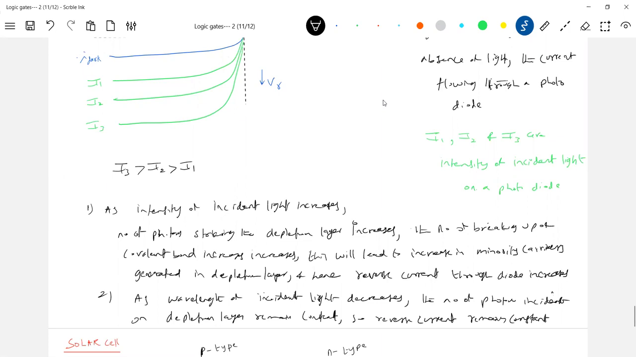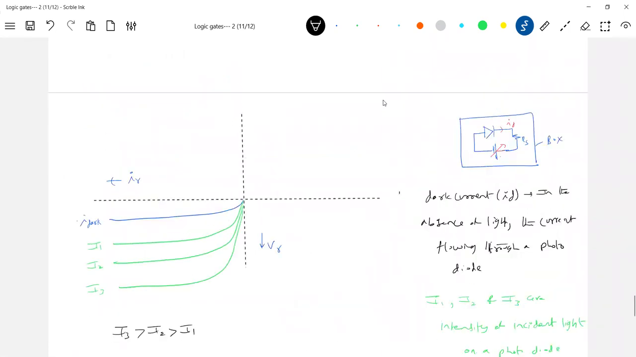Okay, this is about the photodiode. Now I will forward bias it. What characteristics will we get in forward bias? Similar to an ordinary diode. If you forward bias a photodiode, similar to an ordinary diode, and I vary the intensity of light here, no changes. I vary the wavelength, no changes.